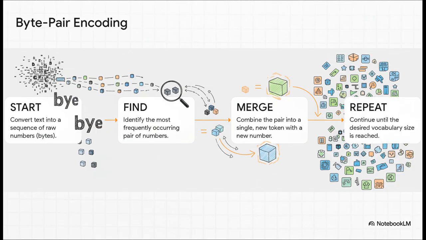So, how does a model come up with these tokens? Well, most of them use this really clever algorithm called byte pair encoding. It sounds complicated, but the idea is actually pretty simple. It starts by breaking down text into raw numbers, or bytes. Then it just looks for the most common pair of numbers side by side and says, okay, you two are always together, so let's merge you into a brand new single token. And then it just does that again and again and again. Find a pair, merge it, find a pair, merge it, over and over, building up a whole vocabulary of these common chunks of text from scratch.